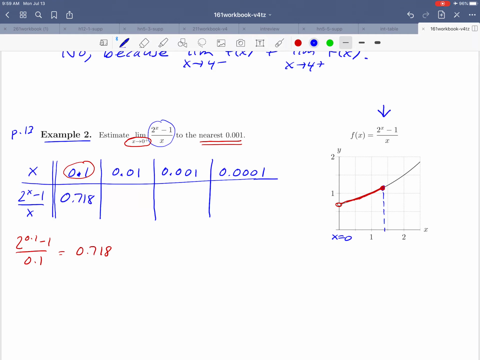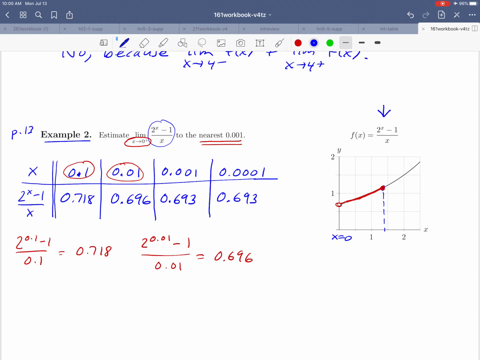Then move on to the next value, 0.01, and same thing. We're going to plug 0.01 in. You can do that calculation and confirm that you get 0.696. And the other two calculations would be the same. I'm going to just show you what they wind up being. Rounded to 3 decimal places, you actually wind up getting 0.693 for both of these.